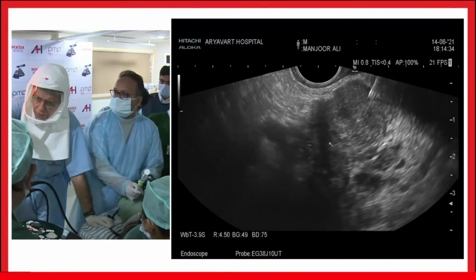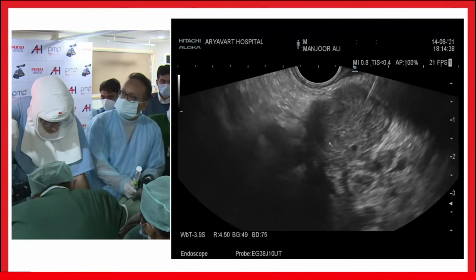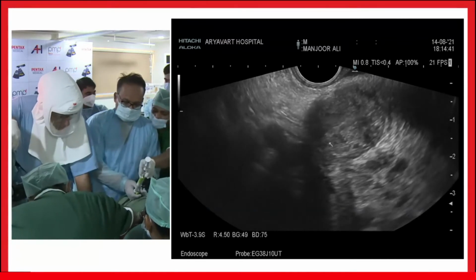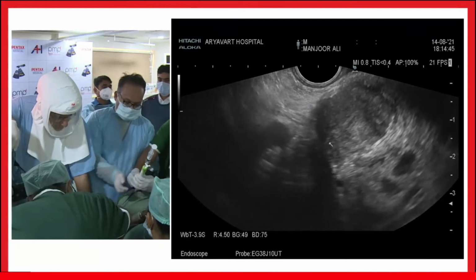So I think we are done with the sampling. Can you take the needle out? You see if the lock is on. Lock it.